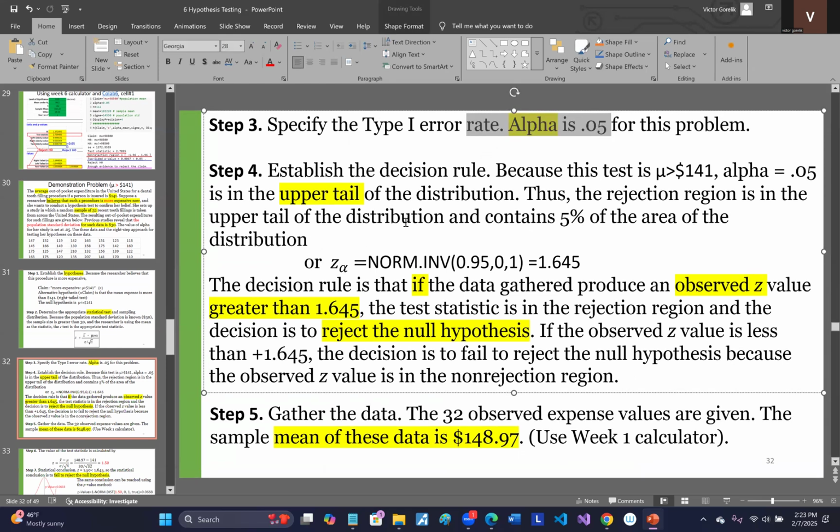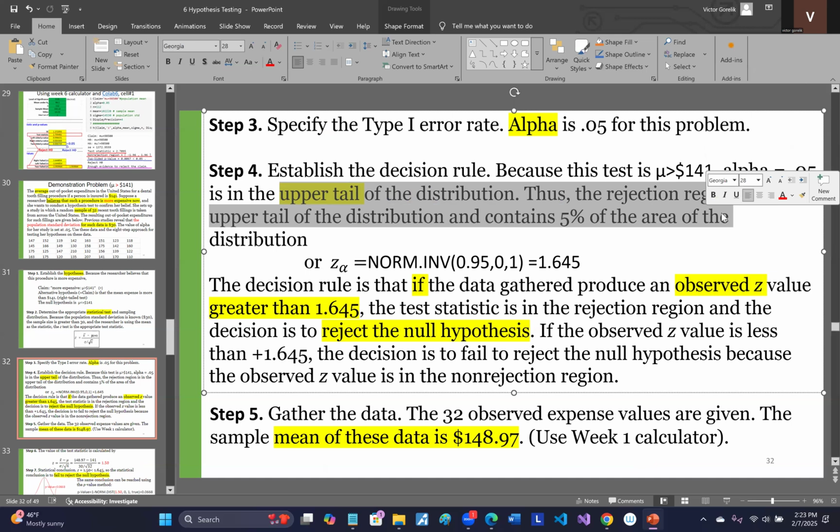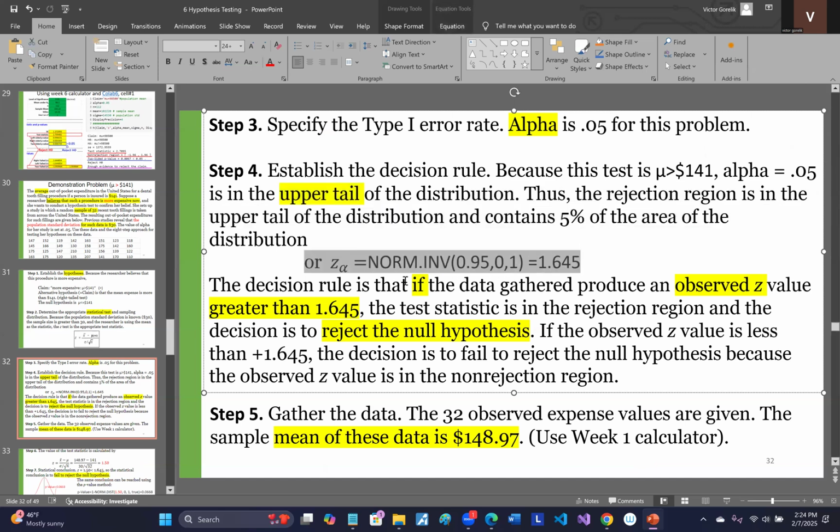Step 4. Establish the decision rule. Because HA is mu greater than $141, alpha equals 0.05 is in the upper tail of the distribution. Thus, the rejection region is in the upper tail of the distribution and contains 5% of the area of the distribution. It means that the critical value for Z is 1.645.